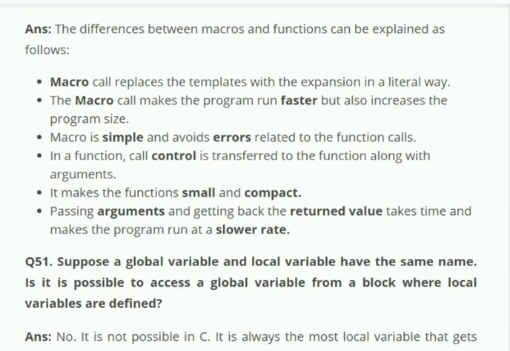Let's start. Macro: a macro call replaces the template with the expansion in a literal way. Macro is simple and avoids errors related to function calls. Macro makes the program small and compact. Passing arguments and returning a value takes some time, which makes the program run at a slower rate in functions.